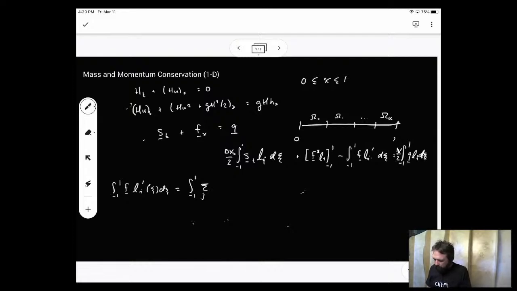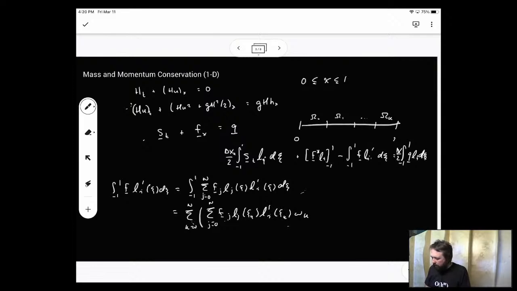So I've got, again, the sum j equals 0 to n of f_j L_j of ξ, and then L'_i of ξ dξ. And again, we're going to substitute in our discrete quadrature. So I get the sum k equals 0 to n, sum j equals 0 to n, f_j L_j(ξ_k) L'_i(ξ_k), and again ω_k out front for those quadrature weights.